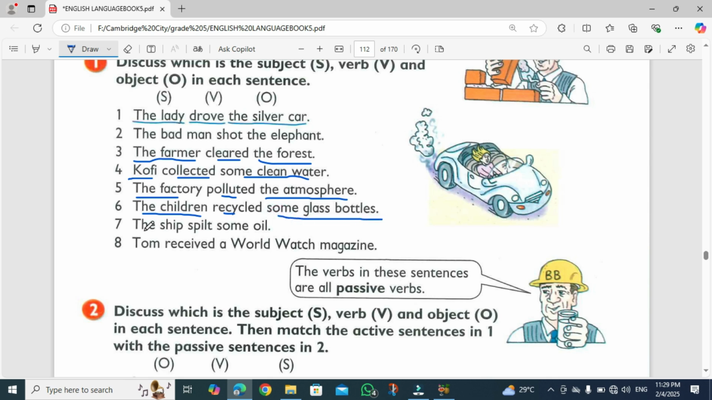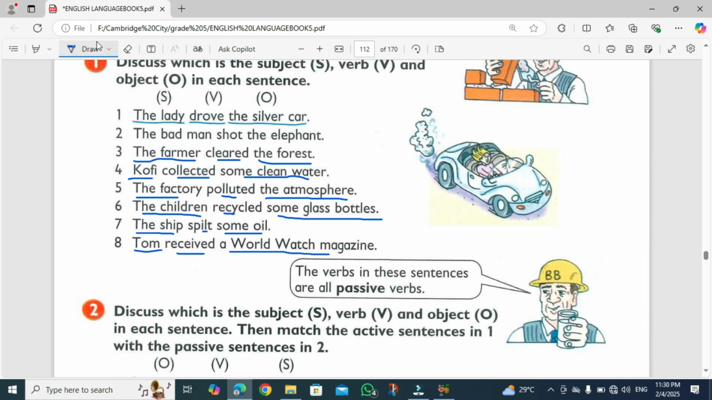Good. Let's move to number 7. The sheep split some oil. Where's the subject? Excellent. The sheep is the subject and the verb is split and the object is some oil. Perfect. Number 8. Tom received a World Watch magazine. Where is the subject? Tom, the doer of the action. Tom is the subject and the verb is received and the object is a World Watch magazine. This is the object. Very good.